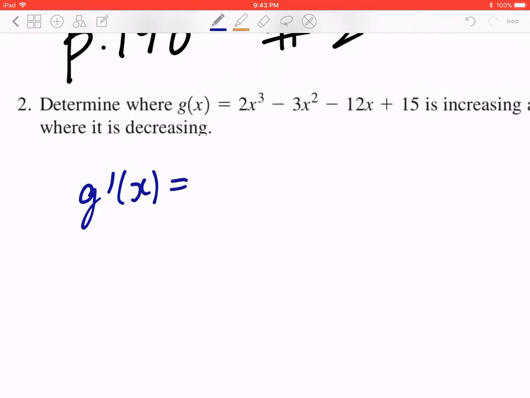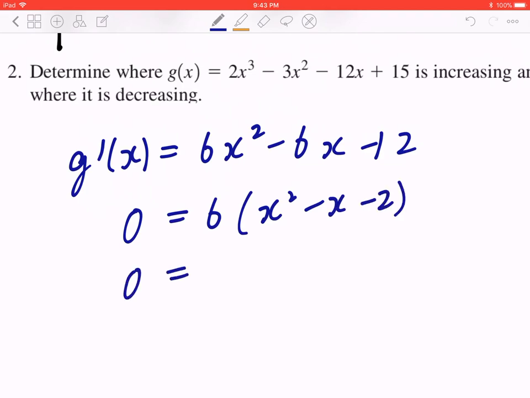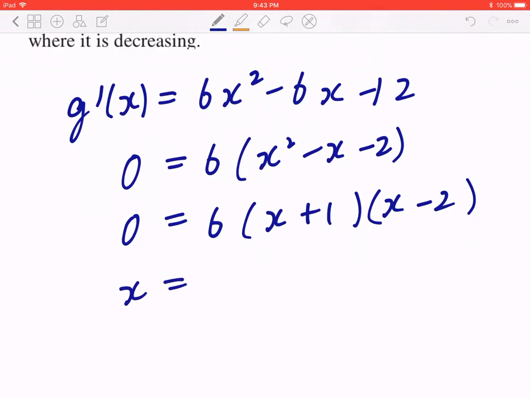Find the derivative. g prime equals 6x squared minus 6x minus 12. To find the critical points, you have to set this to 0 and solve for x. There's a common factor of 6, which you can bring to the front. If you continue factoring, x squared minus x minus 2, this is simple factoring, which means it will be x plus 1 times x minus 2. So x equals negative 1 or positive 2.